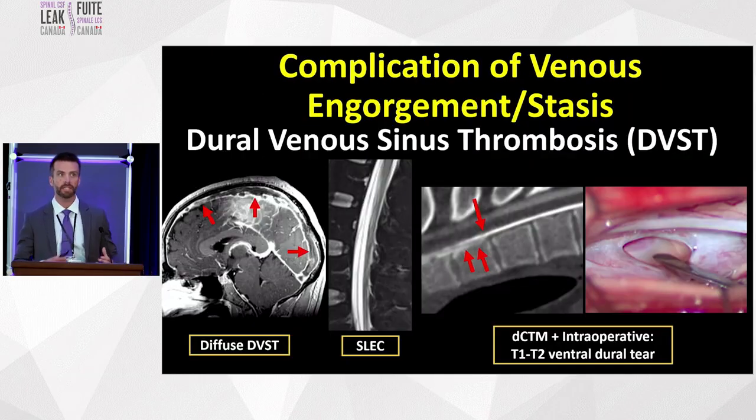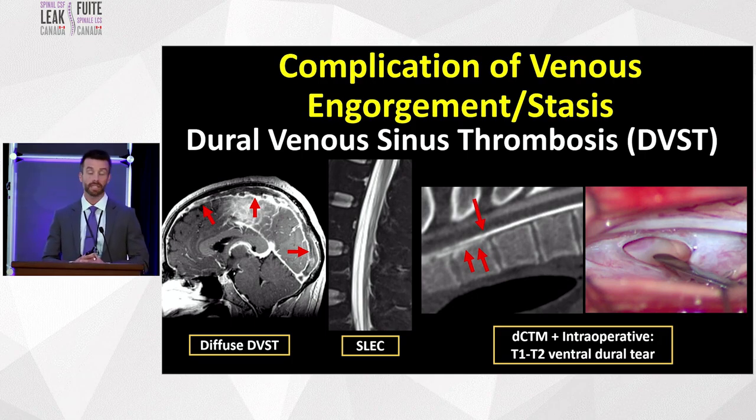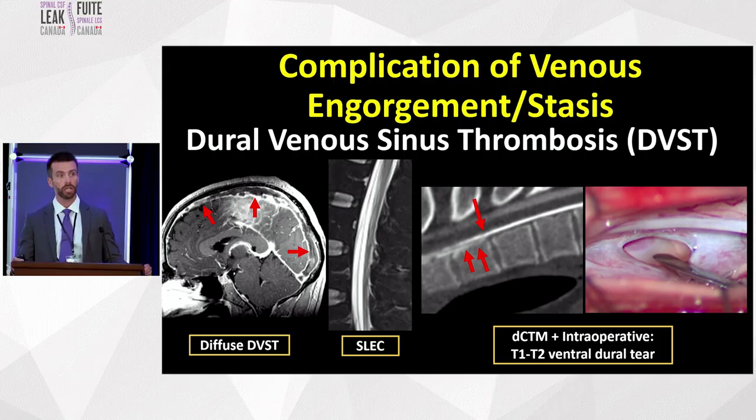And when that venous engorgement and stasis happens, we can sometimes have this complication of dural venous sinus thrombosis. This patient here has diffuse dural venous sinus thrombosis, has a large epidural fluid collection in the spine, had a ventral dural tear at T12, and then there's the intraoperative photo of that as well.